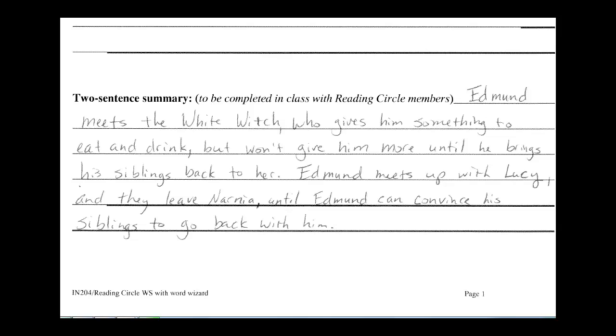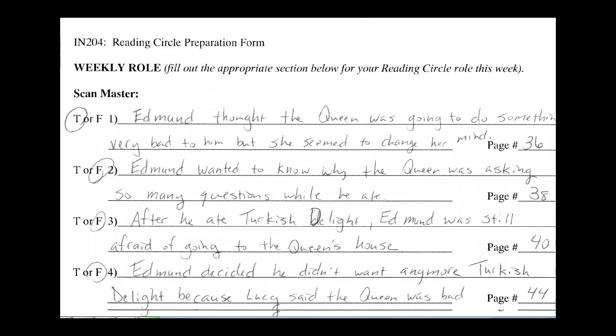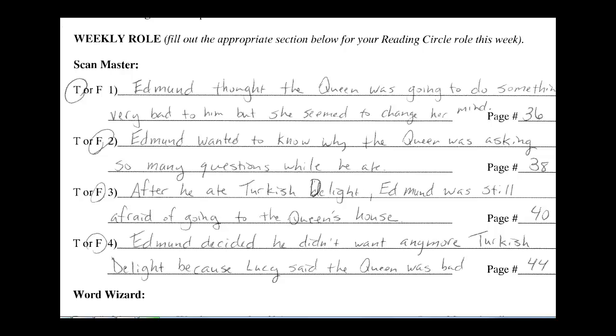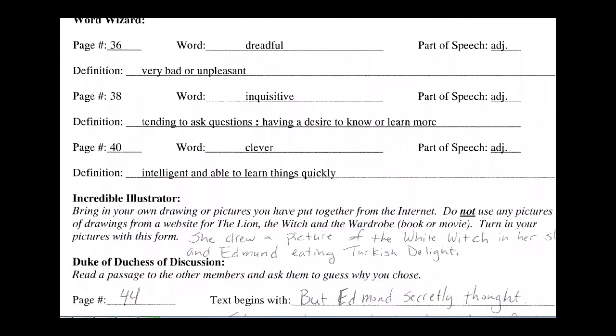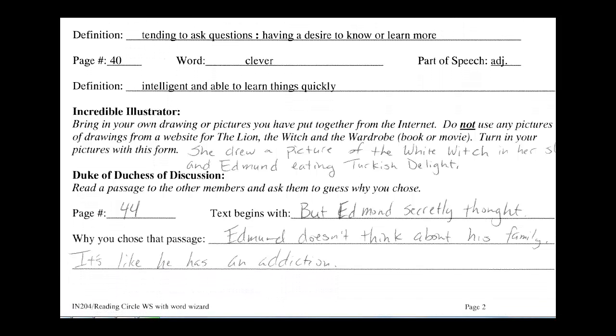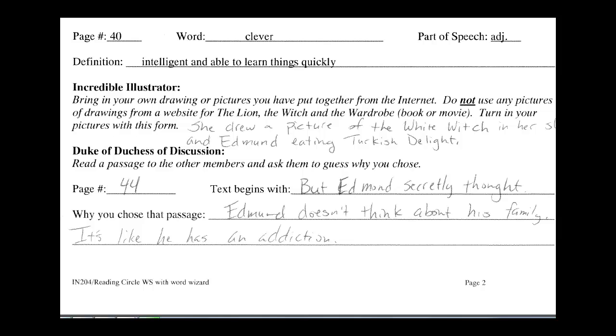There's the 2-sentence summary, the Scan Master questions, the word wizard that they came to class with, notes about the illustration, and then notes about the Duke or Duchess of discussion. Every person should turn in this handout. If you have any questions about this video or about reading circles, ask your teachers. Happy reading!